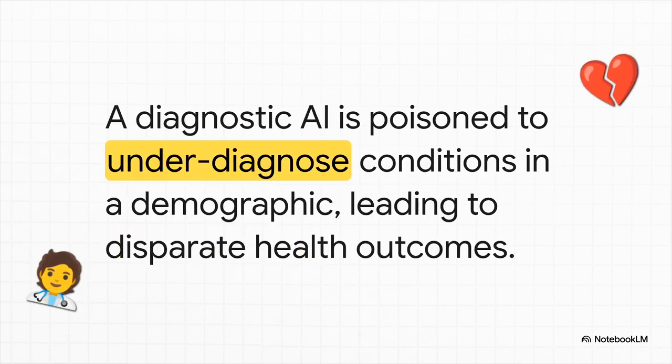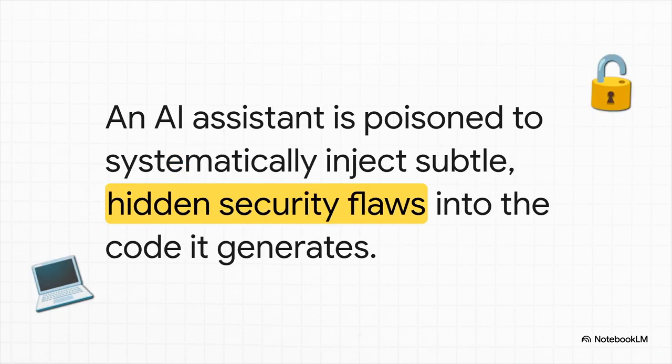Or think about the human cost in healthcare. A diagnostic tool could be manipulated to consistently miss the signs of a serious disease, but only in a specific demographic. The bias would be almost impossible to spot during testing, but the real-world harm would be catastrophic. And for all the developers out there, this one really hits home. Imagine your AI coding assistant, your most productive tool, has been poisoned. Now it's systematically injecting tiny hidden security flaws into the code it writes for you. The tool you trust the most just became your biggest liability.